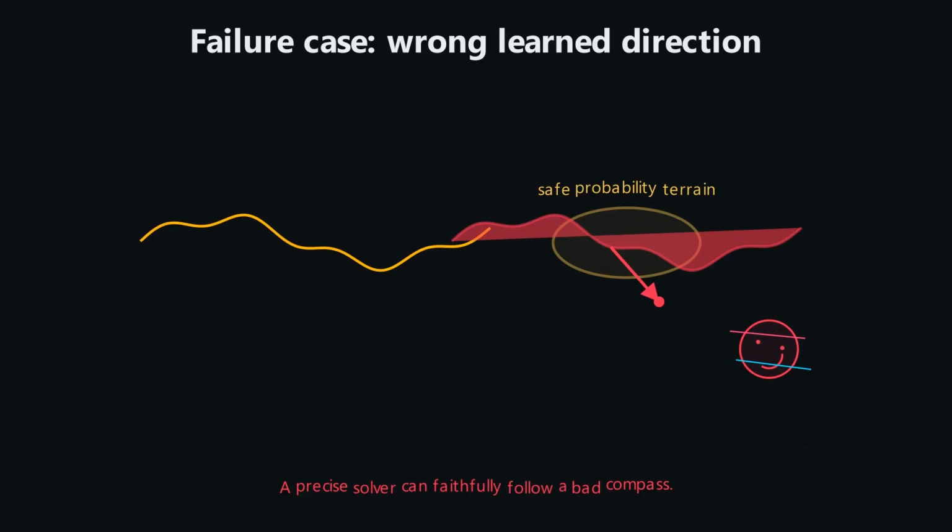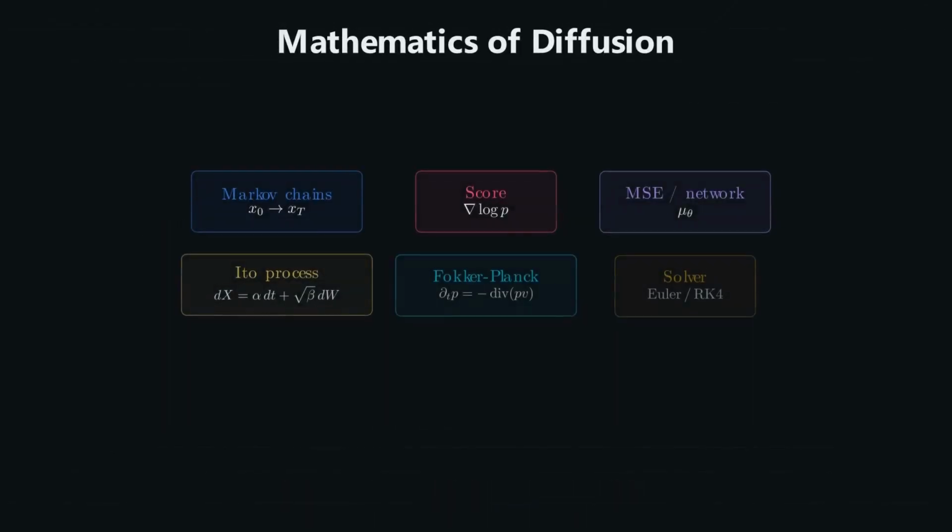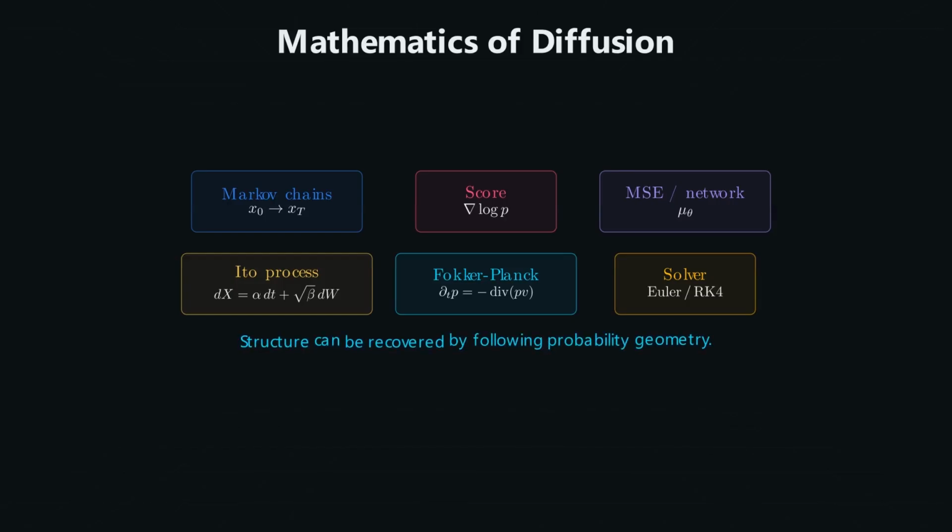These are failure cases. They remind us that diffusion models are chains of approximations. The reverse process is approximated. The score is approximated. The neural network is approximated. And the continuous path is approximated by numerical steps. And yet, when these approximations work together, the result is extraordinary.